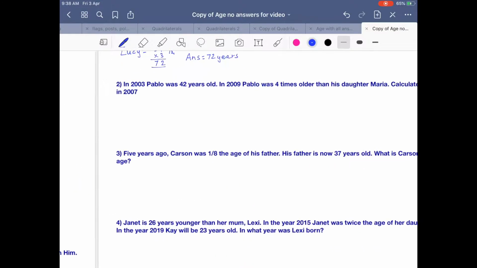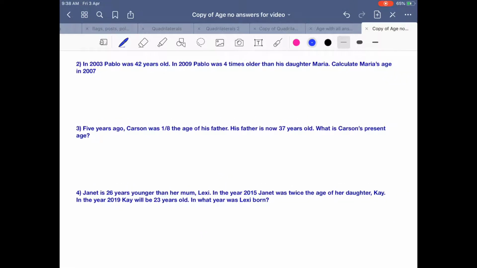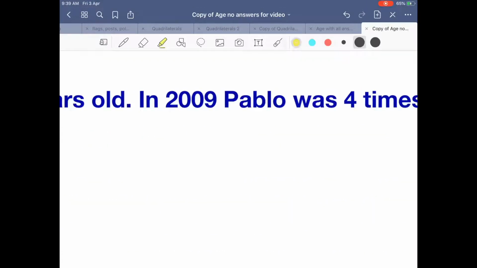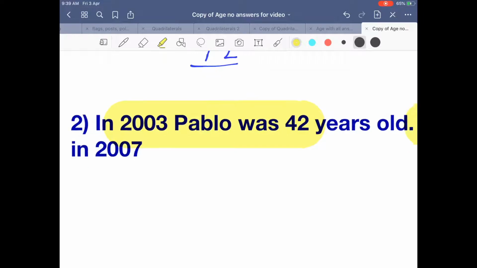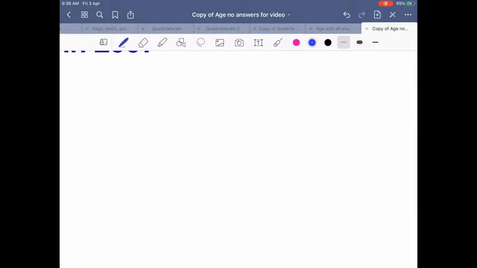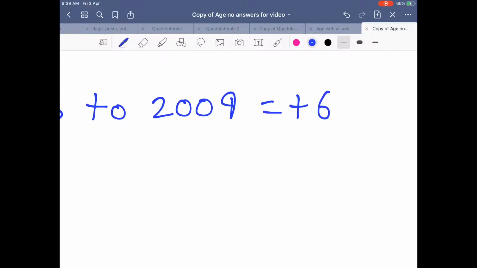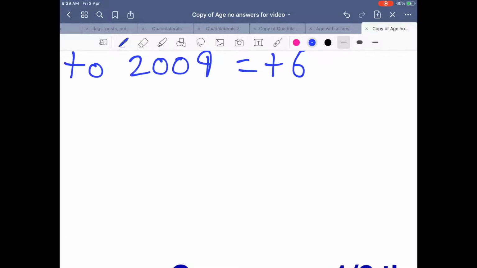Number 2. In 2003, Pablo was 42 years old. In 2009, Pablo was 4 times older than his daughter Maria. Calculate Maria's age in 2007. So if Pablo was 42 in 2003, 2003 to 2009, that's plus 6 years. So we can add 6 to 42. 42 plus 6 is 48. So Pablo is 48 in 2009.